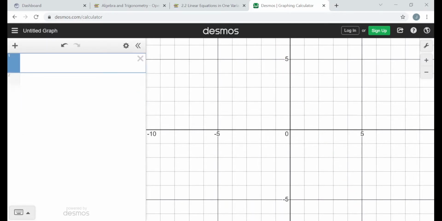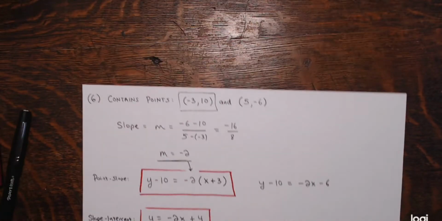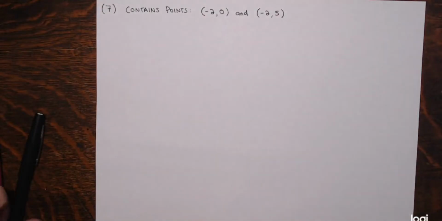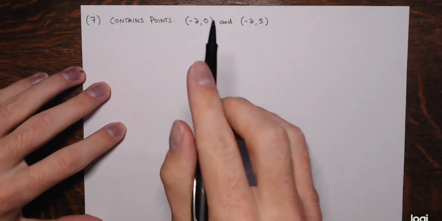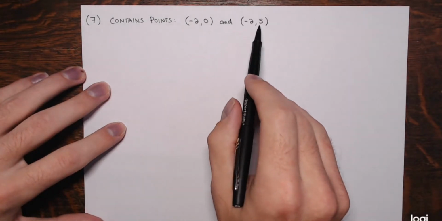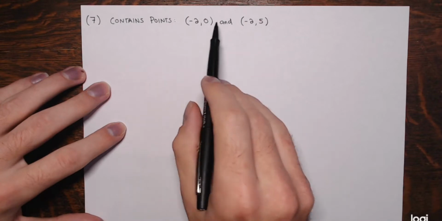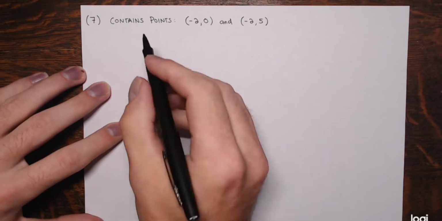All right, next example. Now we have talked about horizontal lines. That was an example 3 or 4 earlier in the video, where the points had the same y coordinate all the time. Well, look at here. You have negative 2, 0 and negative 2, 5. You see how these have the same x coordinate. So watch what happens.